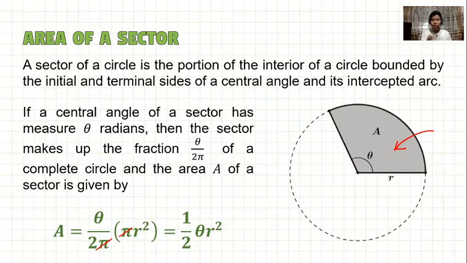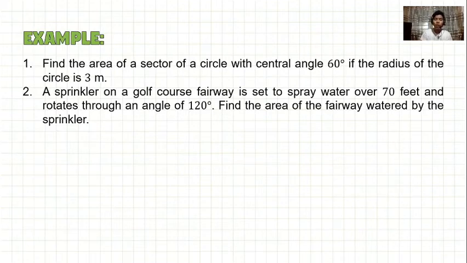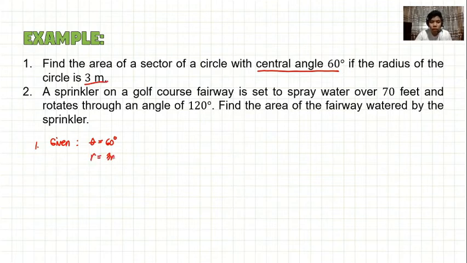So to apply this formula, let's consider these examples. For number 1, we need to find the area of a sector of a circle with central angle 60 degrees if the radius of the circle is 3 meters. What are given here for number 1 are the following. The central angle is 60 degrees, so therefore theta is 60 degrees. And the radius is 3 meters, so r is equal to 3 meters.